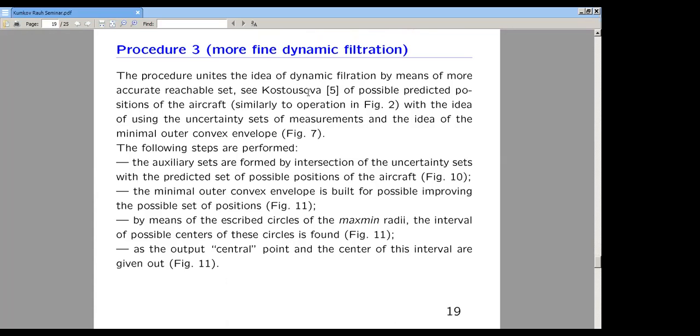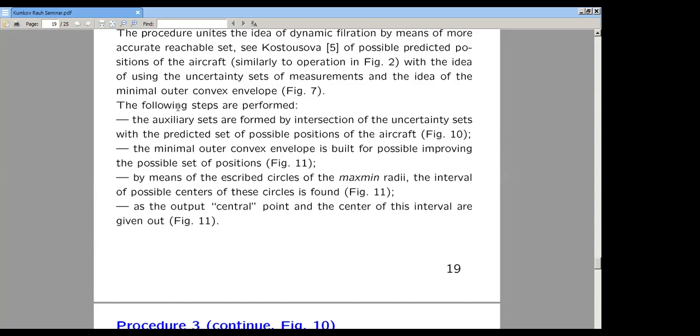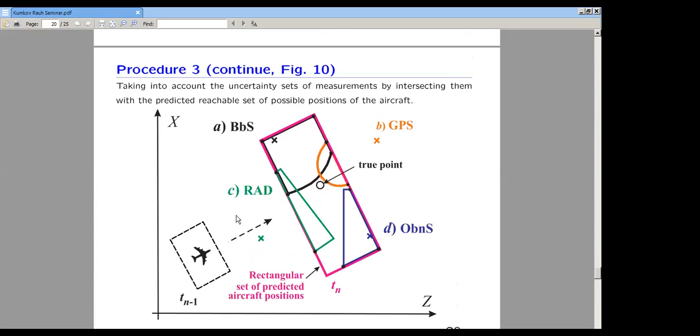What it is doing by this approach? Namely, the first auxiliary sets are formed by intersection of the uncertainty sets with the fine, accurate predicted set of possible position of aircraft. Namely, we have the previous information set at the instant tn minus 1, and we predict it to the current instant tn and intersect with it.